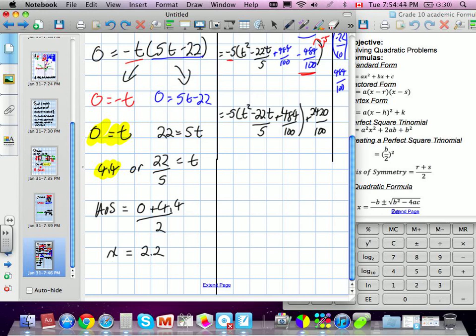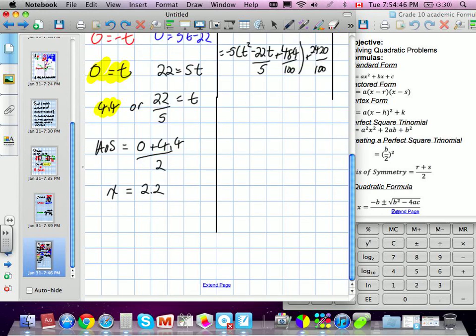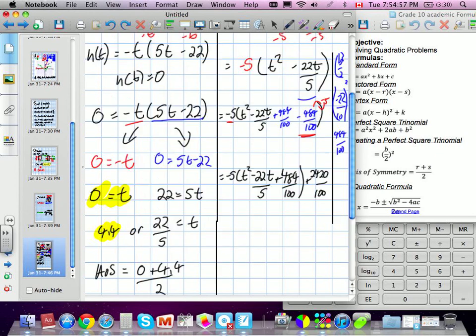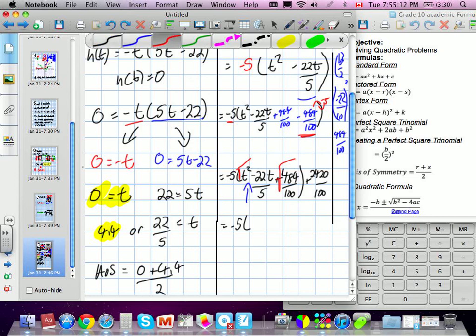Now, on our completing the square, we technically have one more step here. We need to find the square root of the first and last term. Looks like it could be confusing, right? Let's bring this down. Negative 5. What is the square root of t squared? T. Just t. Bring the t down. Now, I'm going to show you a trick. Square root of 484 divided by 100. That can be tough. Why don't we split it up? What's the square root of 484? I want you to look back at your calculations.